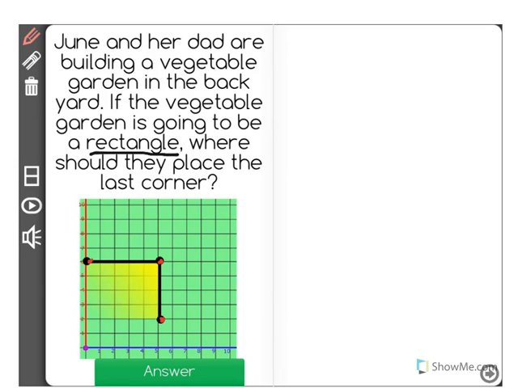Now they're going to make a rectangle. What I know about rectangles is that opposite sides are the same length. So that means that our bottom side has to be the same length as the top side, which means it will start here and it will go across the same distance, and it will stop right at this last corner on the bottom here. Now it wants to know the coordinate point.